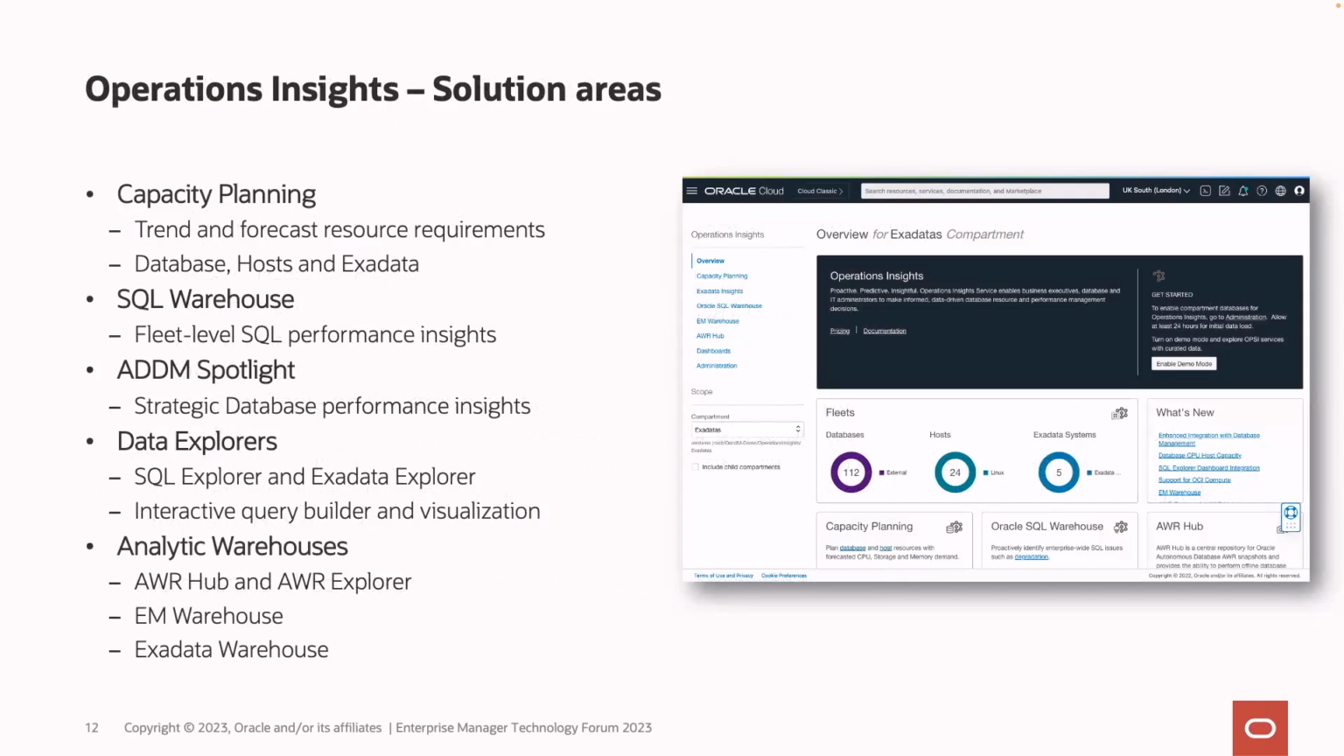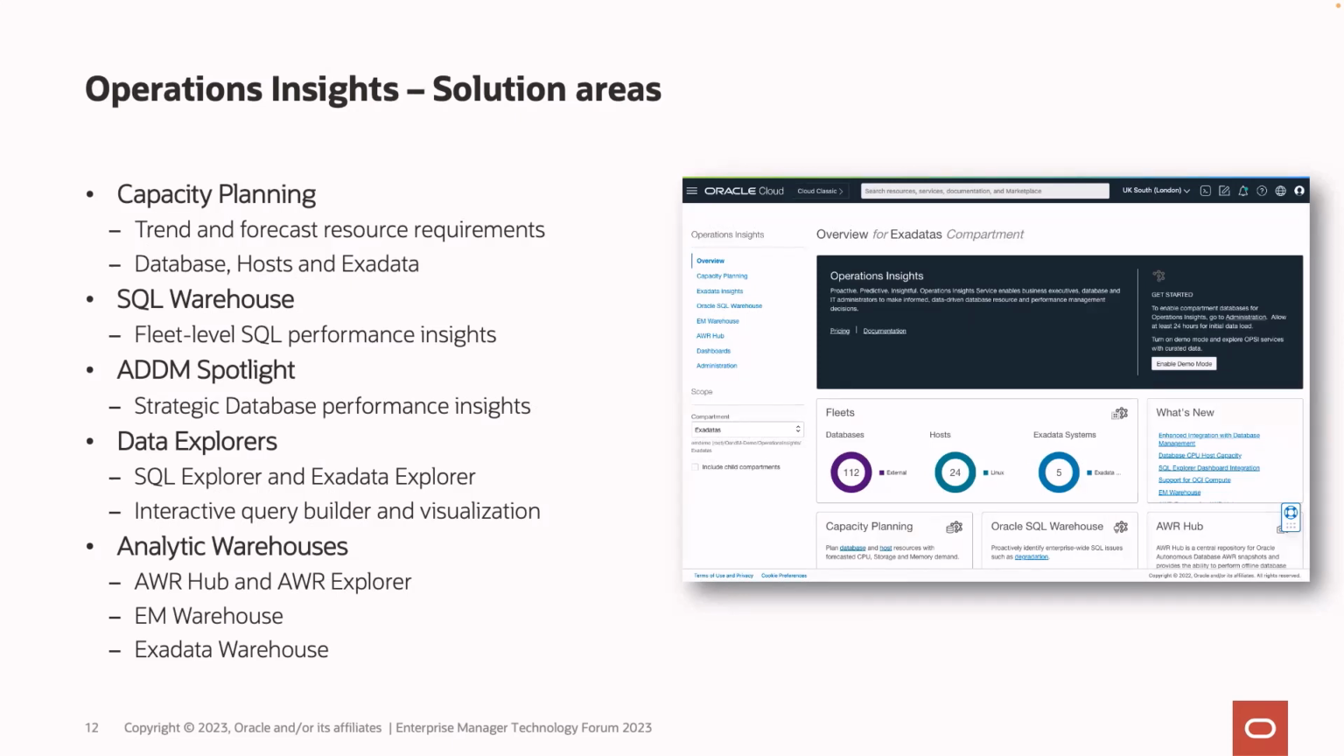Now, looking at Operations Insights service a little bit more in detail, from the solution areas perspective, we essentially have a bunch of out-of-the-box applications, namely Capacity Planning, SQL Warehouse, ADDM Spotlight, Exadata Insights, and so on. These provide different functionality in terms of looking at capacity planning at the database level, host level, and at the Exadata level, looking at fleet-level SQL performance in terms of SQL IDs, which are performing across the fleet of databases and how well they're performing, and looking at some of the details around the SQL and SQL plans.